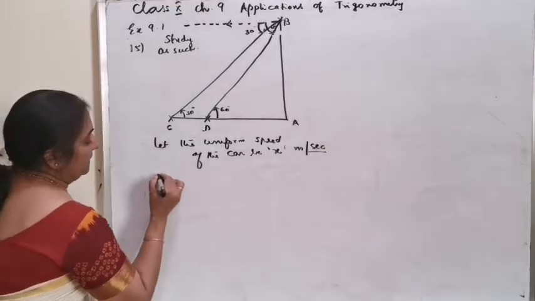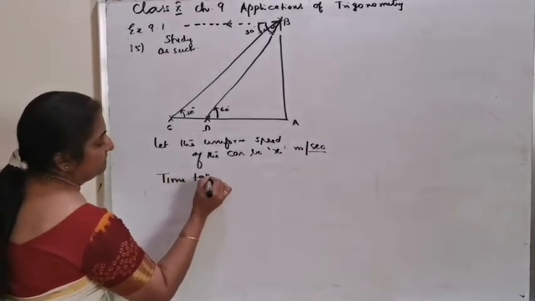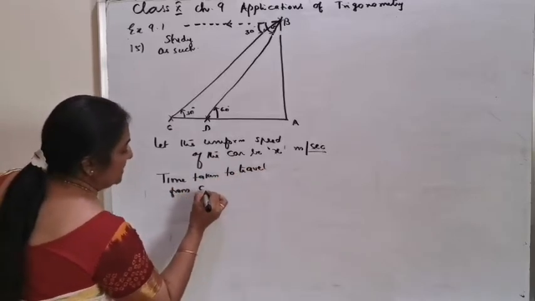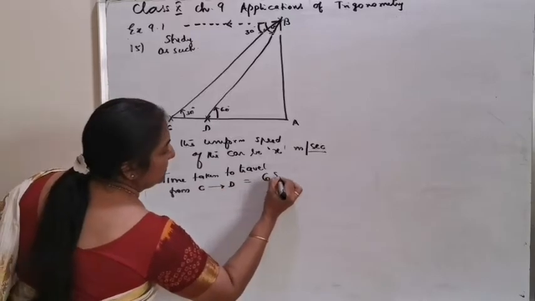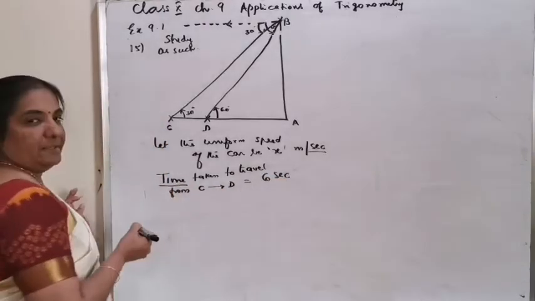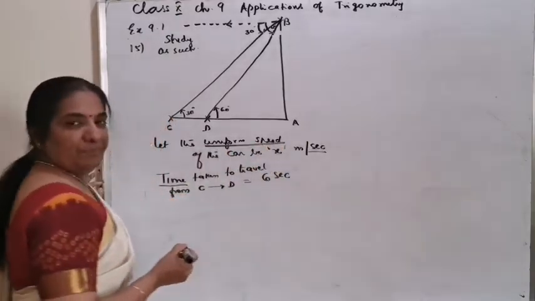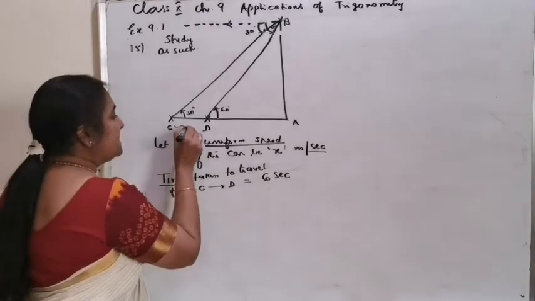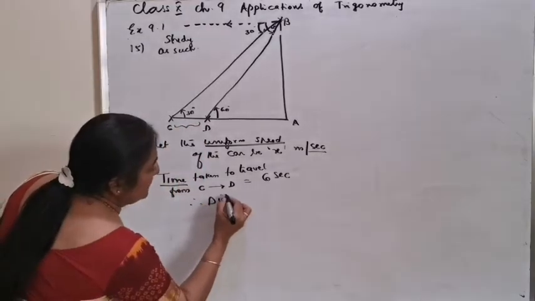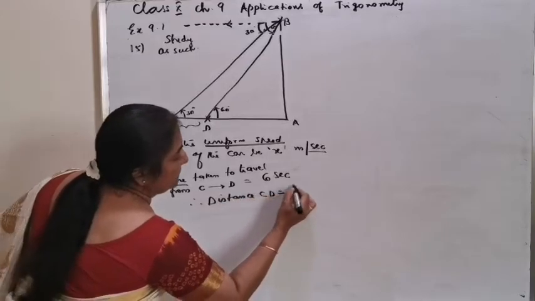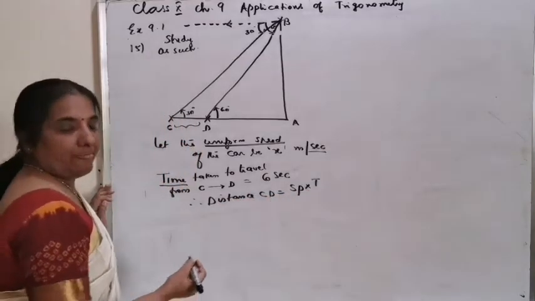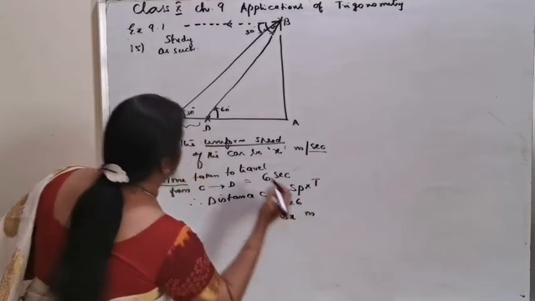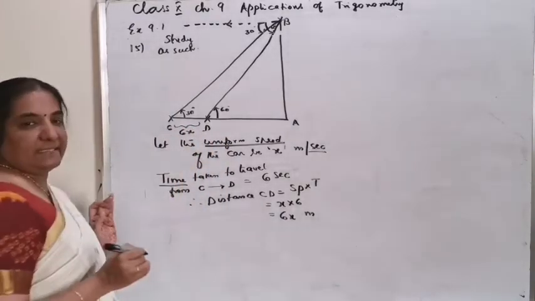Now, time taken to travel from the position C to D is equal to 6 seconds. That is the time taken. And you know the speed. If you know the speed and time, immediately what can you calculate? Distance CD. Therefore, distance CD is equal to speed into time, which is equal to x into 6, or it is 6x meter. This CD represents 6x.